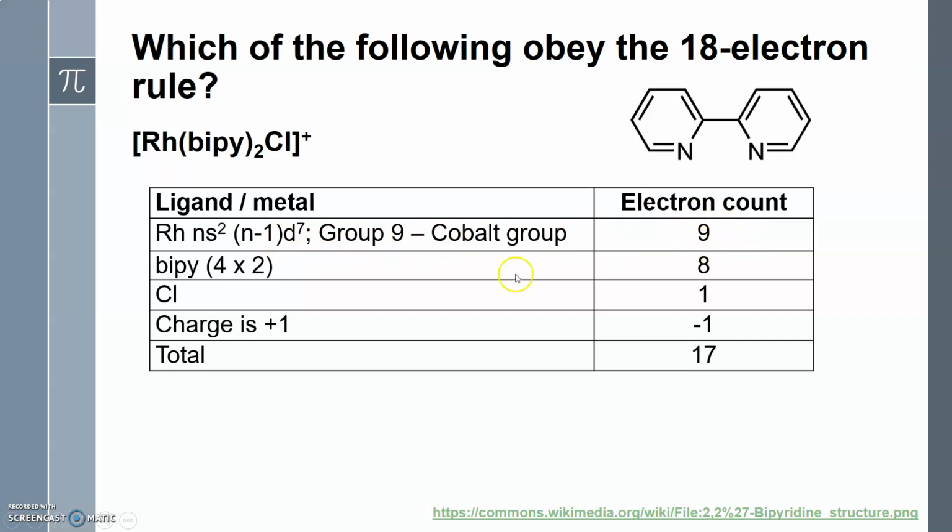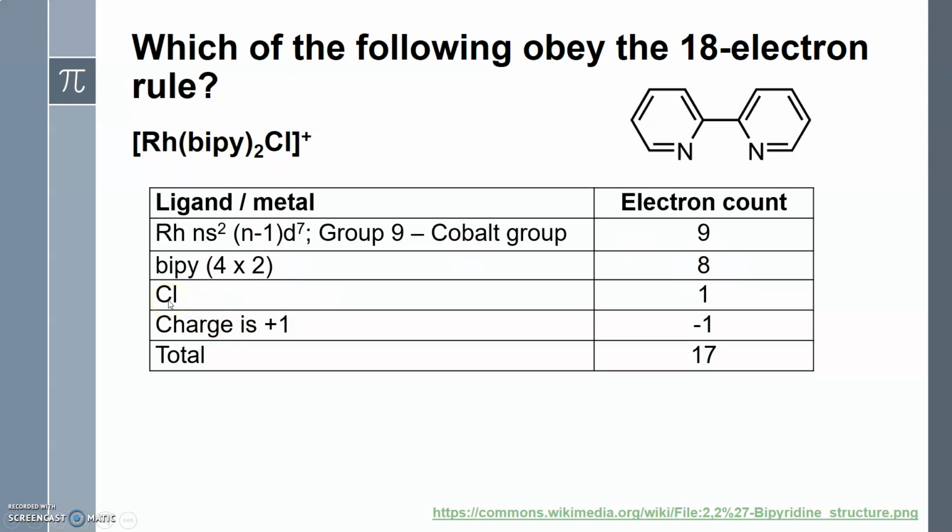So the electron count is 9. Next one is bipyridyl. This is the bipyridyl ligand. Now this is a chelating ligand. It's a bidentate ligand, so the nitrogen atoms are the donating atoms. From each nitrogen, 2 electrons are contributed. So every bipyridyl ligand contributes 4 electrons. There are 2 bipyridyl ligands, so 4 into 2, 8.